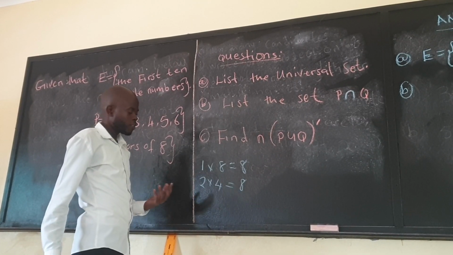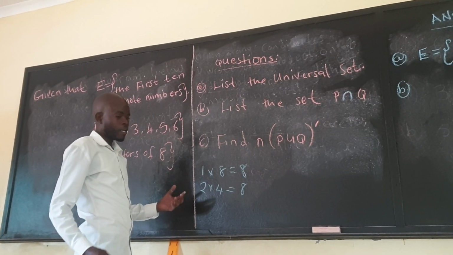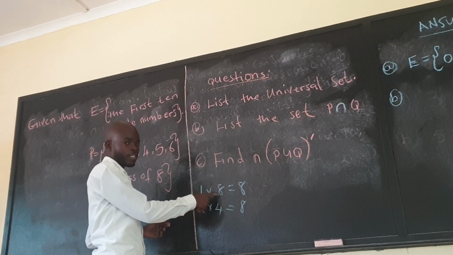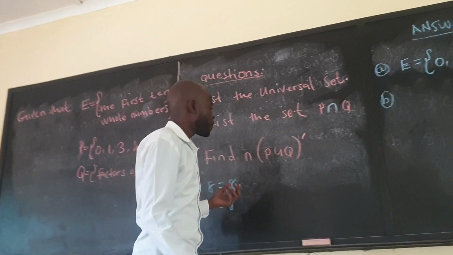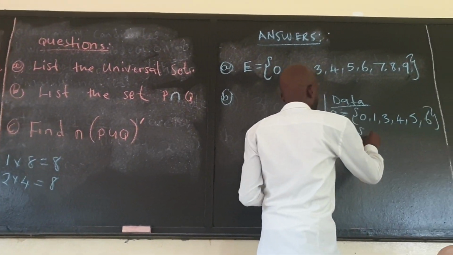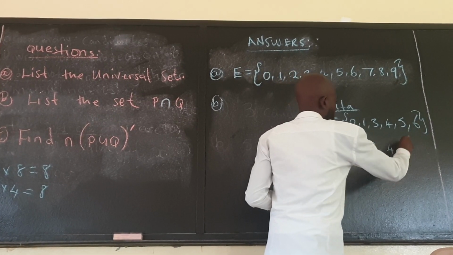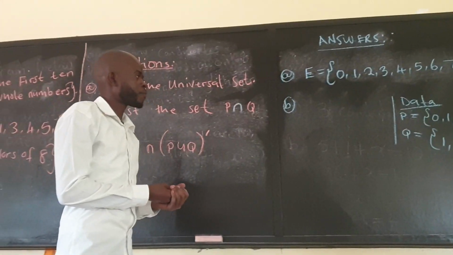Which other numbers do you think? There are no other numbers. Meaning that 1, 2, 4, and 8 itself are the factors of 8. So, we are going to say Q is equal to 1, 2, 4, and 8.